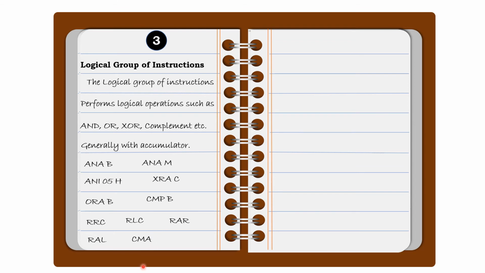So this is a logical group of instructions. Next is the branching group of instructions. So in the branching group of instructions, basically, these instructions allow the programmer to change the sequence of execution of a program either conditionally or unconditionally.